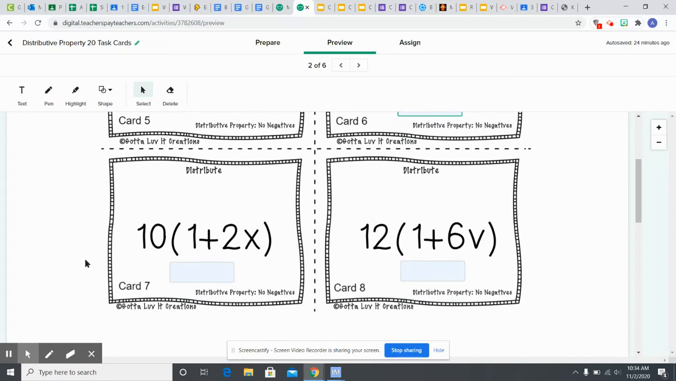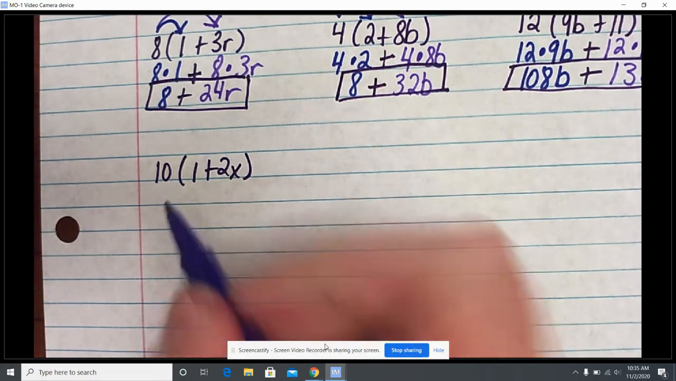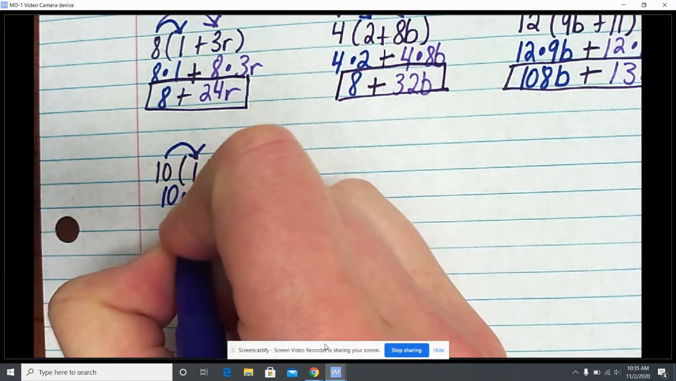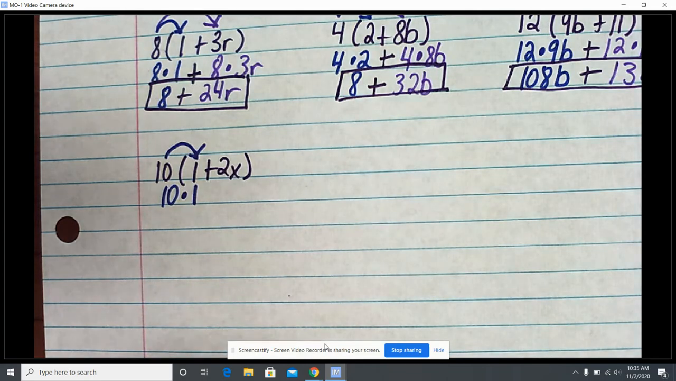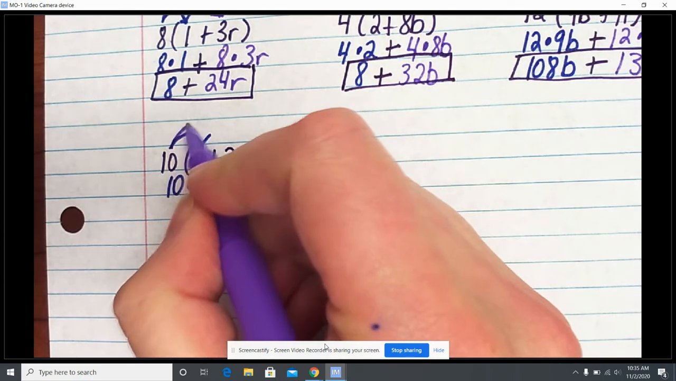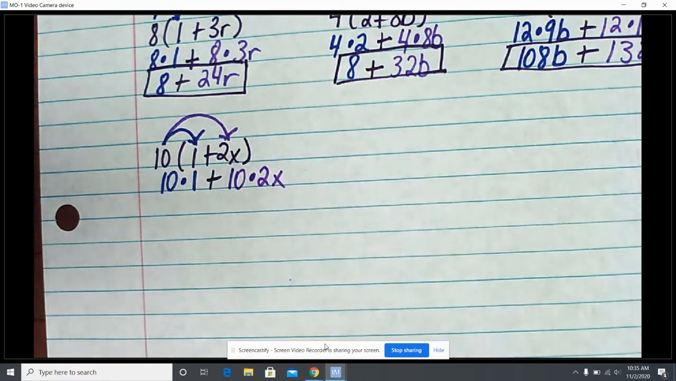All right, moving on to card 7. So I'm taking 10 parentheses 1 plus 2x. All right. So my 10 is my number I'm distributing out. So first I'm distributing 10 with my 1. So that means I'm taking 10 times 1 plus, and then I'm going to distribute out my 10 again with my 2x this time, which means I'm taking 10 times 2x.